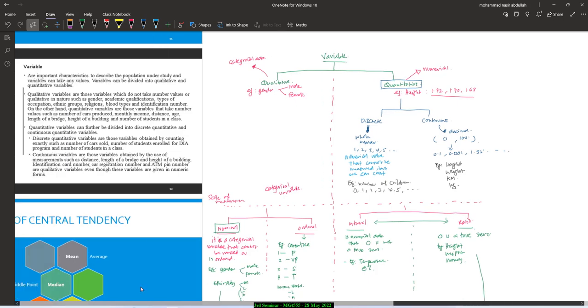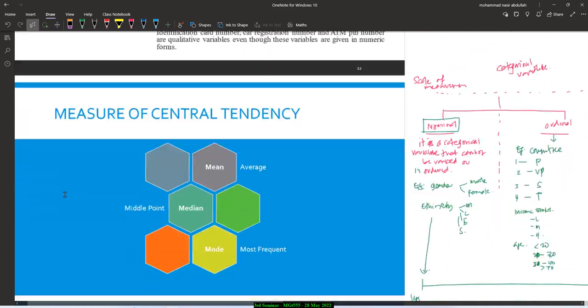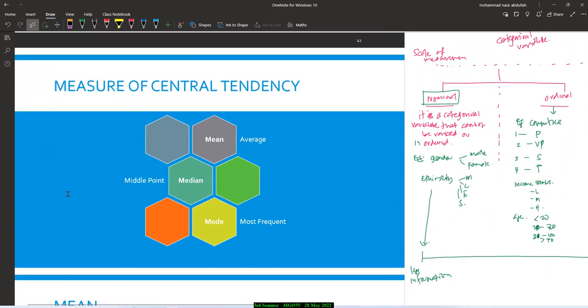Right. So now, let's look at measure of central tendency. Under measure of central tendency, we have 3 measures. First is mean, median, and mode. So mean is the average, or in Malay we say purata. Median is a middle value, middle point. Mode is the most frequent value to occur.